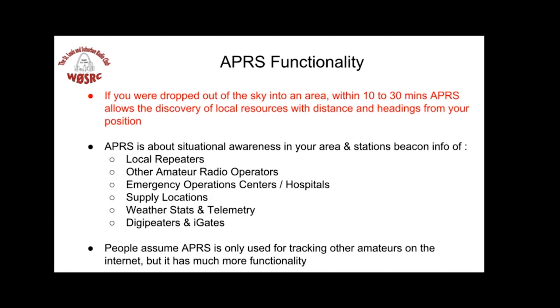So, APRS functionality. If you were dropped out of the sky, you parachuted into an area, within 10 to 30 minutes, by listening to APRS packets, you'd be able to discover all of the local resources in that area. So what kind of things will you be able to find out? Local repeaters, other amateur radio operators in the area, emergency EOCs, hospitals, supply locations, weather stats and telemetry, digipeaters and iGates. So it's a situational awareness protocol. And then people assume APRS is only used for tracking other amateurs on the internet, but it's got way more functionality. And I'll show you some of that today.